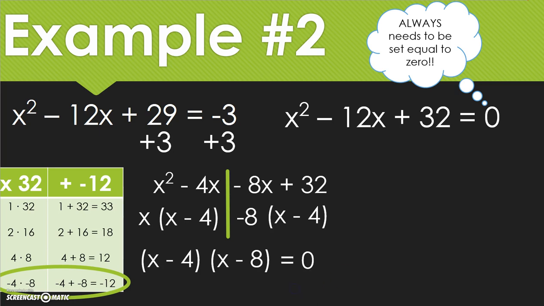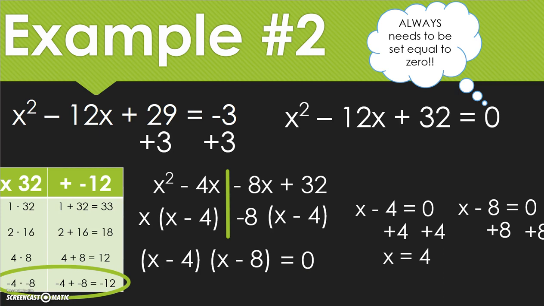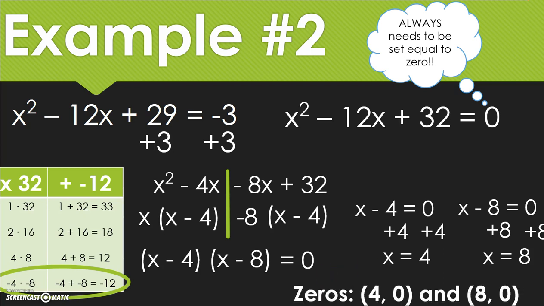Then we're going to do our new step. We're going to set it equal to 0. So we set both binomials equal to 0. And in order to get x by itself, we're going to add 4 to both sides. And 0 plus 4 is 4. Then we're going to add 8 to both sides. And 0 plus 8 is 8. So our zeros for this quadratic equation are (4, 0) and (8, 0). Be sure you write your zeros as ordered pairs because those are the answers. So just like you did when you were graphing, we're writing our zeros as ordered pairs.